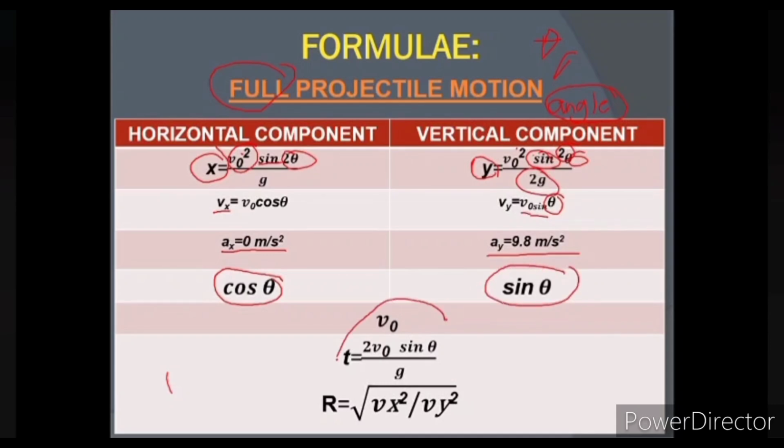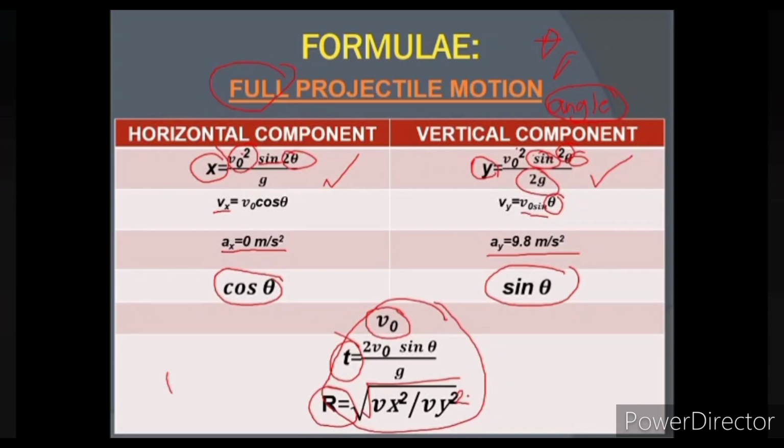Itong mga nandito sa gitna, these are their common value. So, we have here the velocity. Ito yung given na velocity na pwede mong gamitin sa ating horizontal at gagamitin sa ating vertical. So, if you're looking for the time naman, we have time is equal to 2 times the velocity sine theta divided by the gravity. If you're looking for the resultant vector, we have the square root of the initial velocity in the horizontal component squared plus the velocity in vertical component squared.